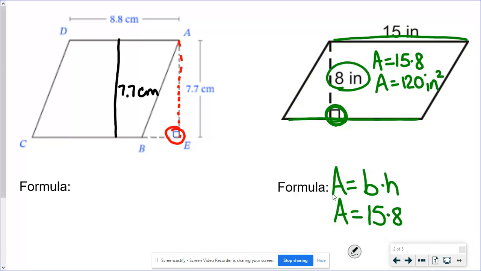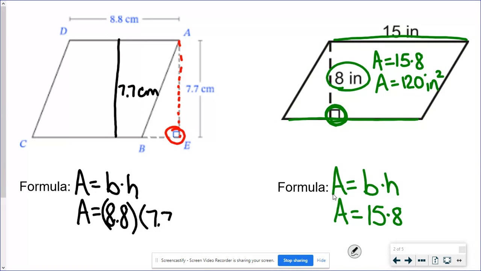That's another word that I hope that you already know. Perpendicular to the base. But this is still just going to be base times the height. So this would be 8.8. I'm going to do this one down here, I guess. 8.8. I'm going to use parentheses here instead of a dot because of the decimal. And the height is 7.7. And again, great place for a calculator. So we have 8.8 times 7.7 gives me 67.76. Now, this was measured in centimeters, so it would be square centimeters.